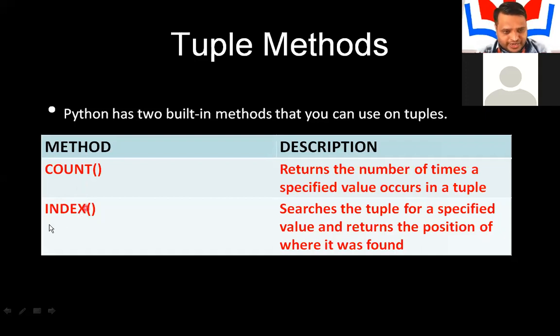Now, what does index mean? Index specifies where the element is present. It retrieves the index number. So the count method is used to count how many times an element is repeated in the tuple. Index is used to retrieve the index number of the particular element. Whatever element you specify, its index number will be returned.